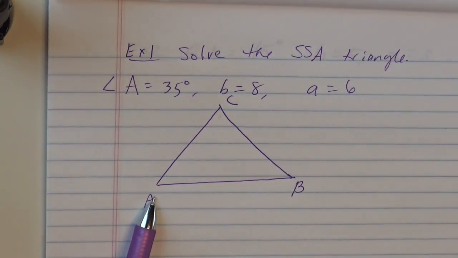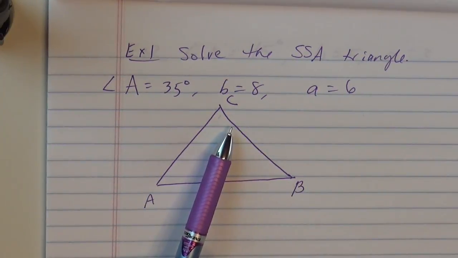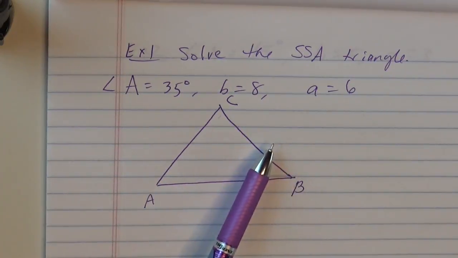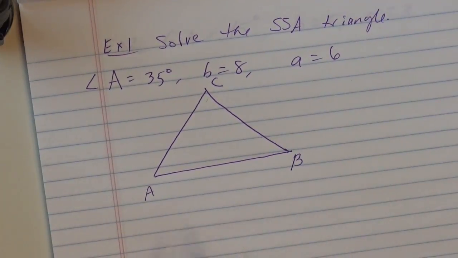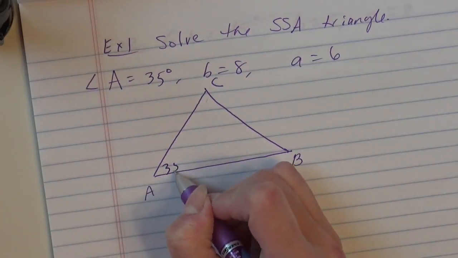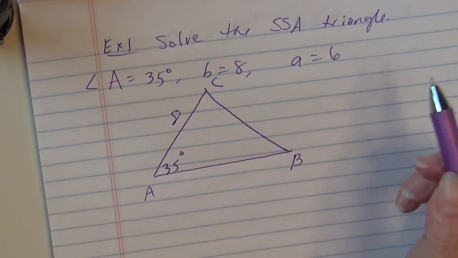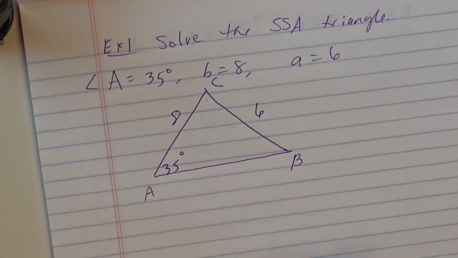This is angle A. We've got angle C here, and then angle B is, even though we don't know if we have a triangle, I've drawn it anyway just so that we can put all of our information in and try to solve for the remaining pieces. So angle A is 35 degrees. Side B has length 8. Side A has length 6. Okay, and we're going to try to solve for angle B, side C, angle C.